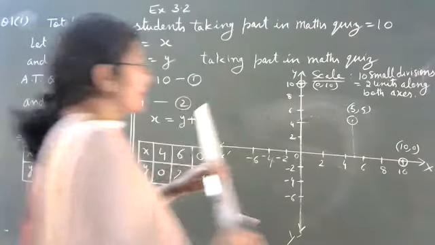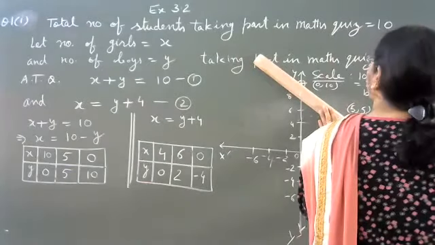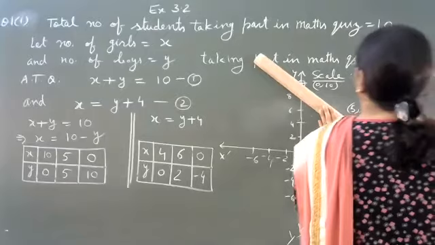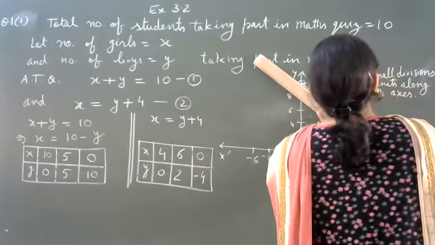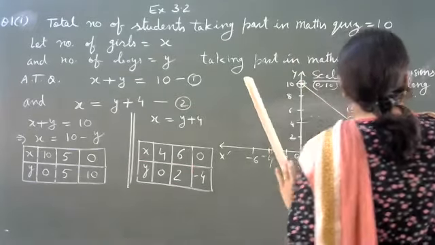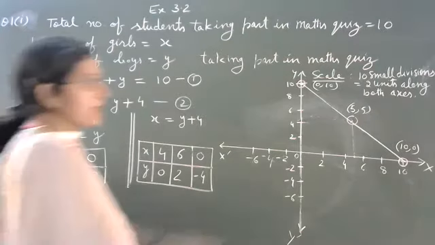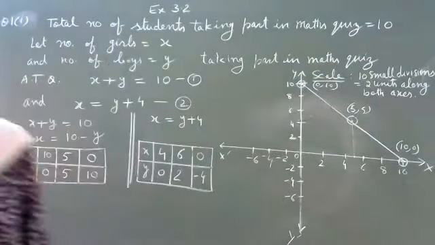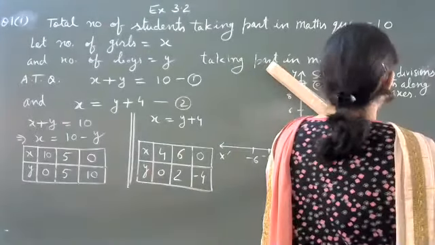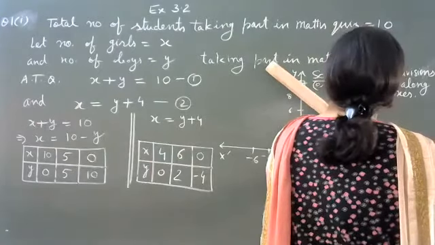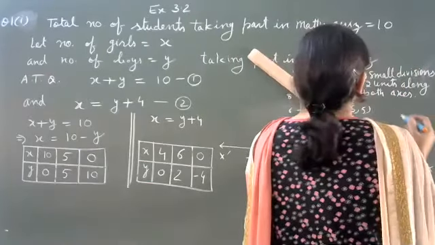Now you have to plot the line. Join all these points to make a straight line with the help of a scale. So this line will be x plus y is equal to 10. If you want to extend, you can extend this line. But solution will be in first quadrant only.